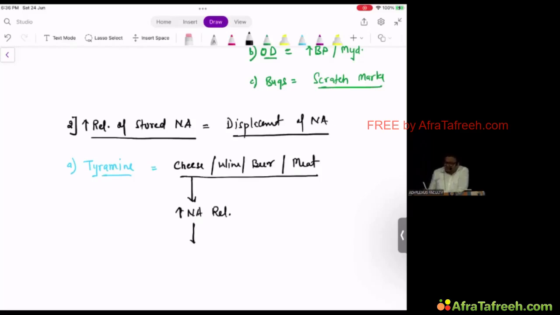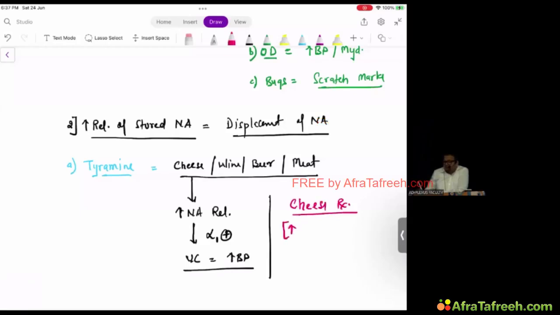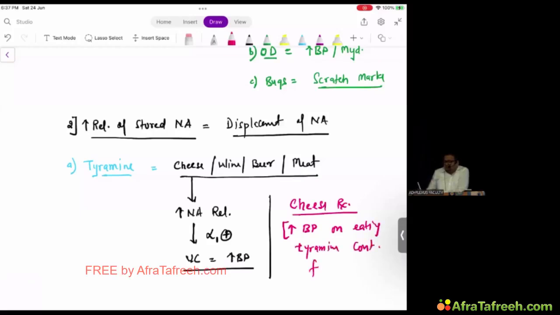An increased release of Na can stimulate which receptor? Alpha 1. More alpha 1 stimulation, so vasoconstriction. And therefore what can go up? So this is called what? Cheese reaction. What is cheese reaction? Increase in BP on eating tyramine-containing food. The common example being cheese.